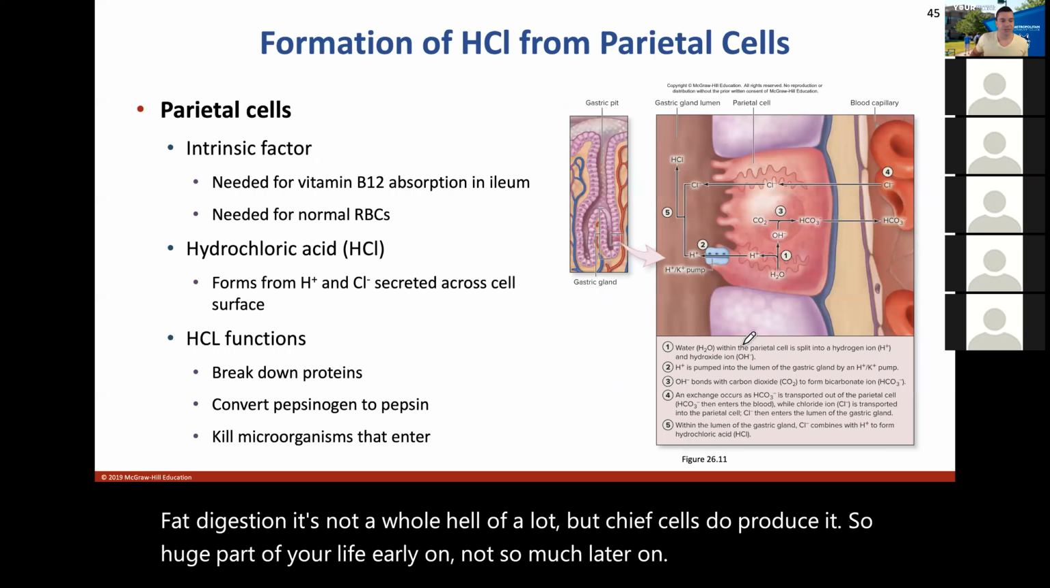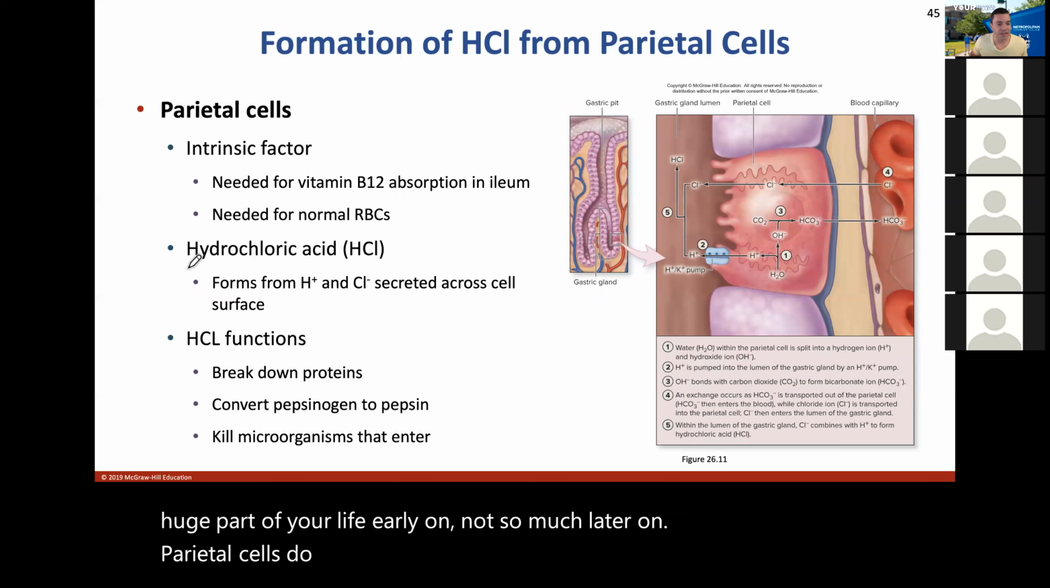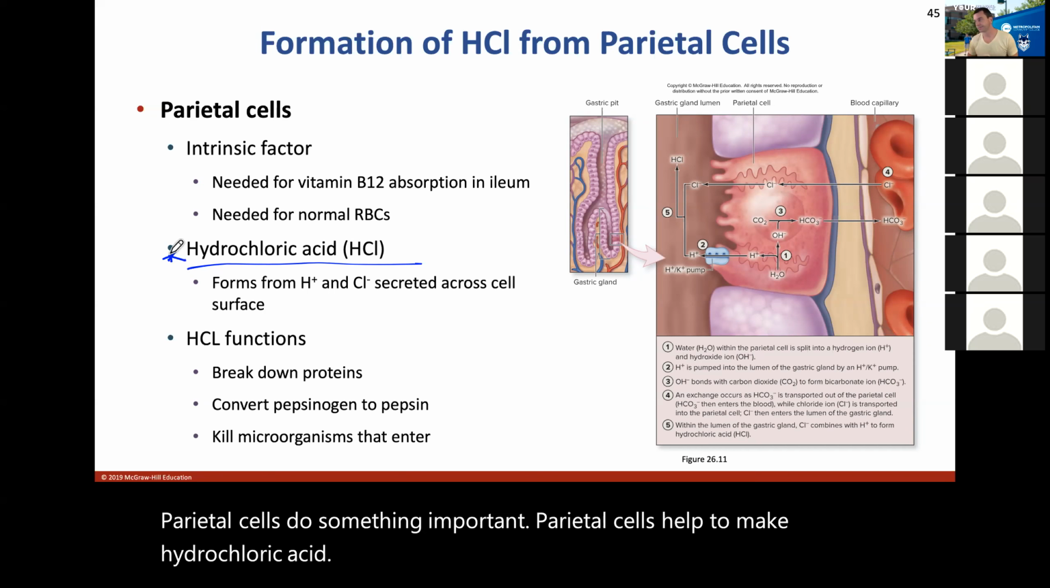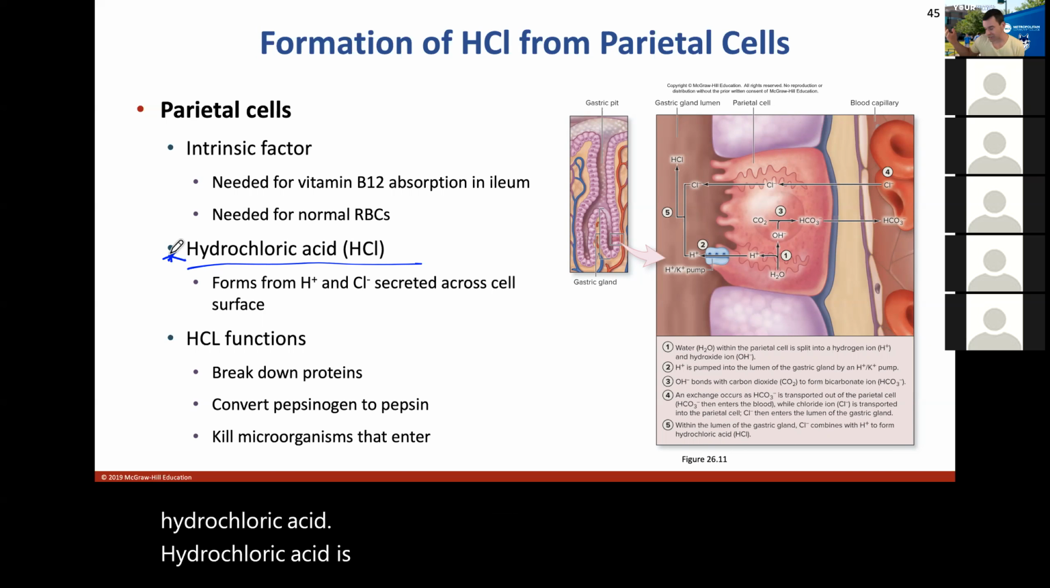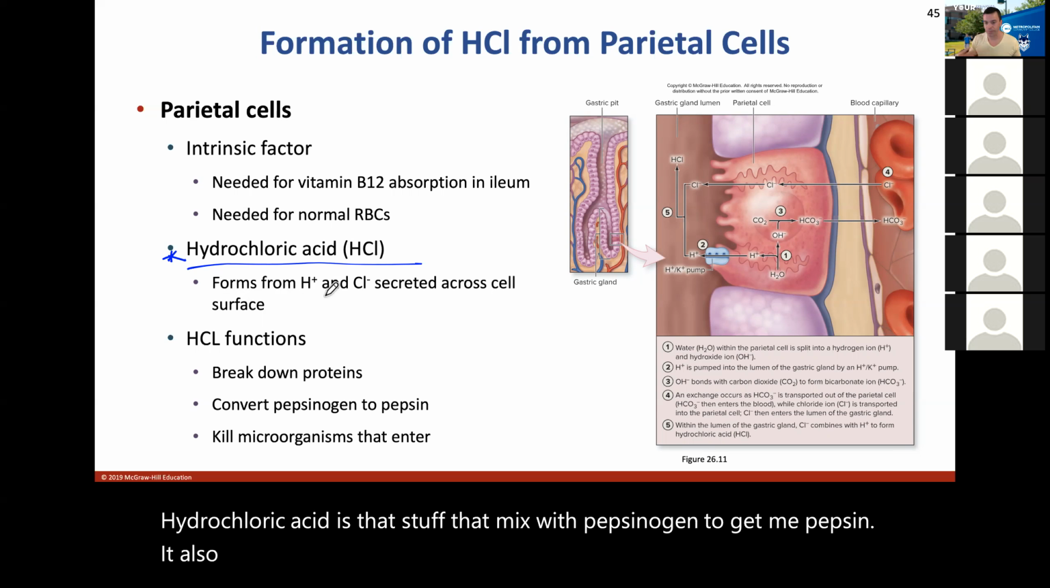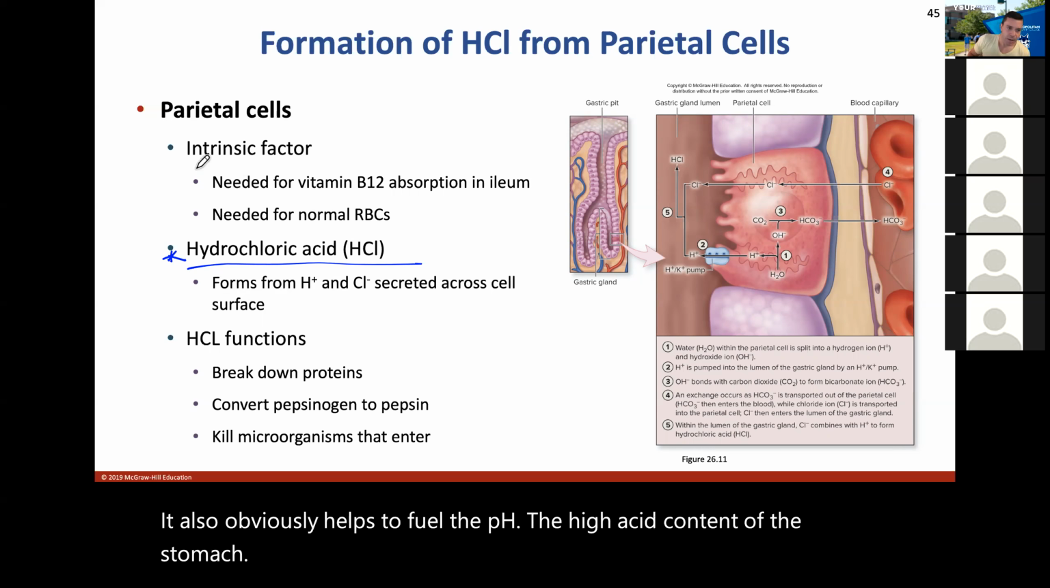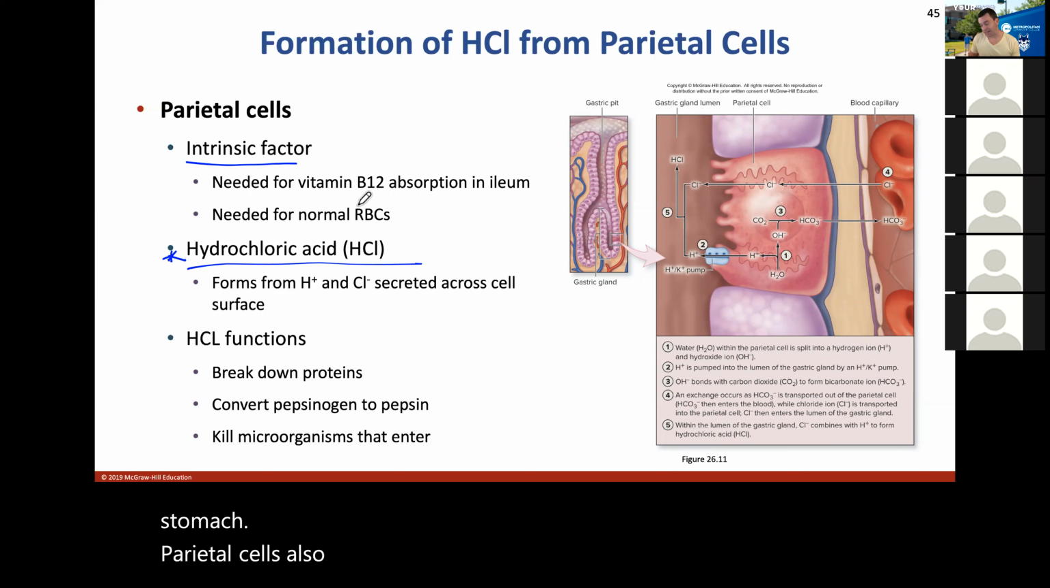Parietal cells do something important. Parietal cells help to make hydrochloric acid. Hydrochloric acid is that stuff that mixed with pepsinogen gets me pepsin. It also obviously helps to fuel the high acid content of the stomach. Parietal cells also secrete intrinsic factor. And why is intrinsic factor important? Because of vitamin B12.